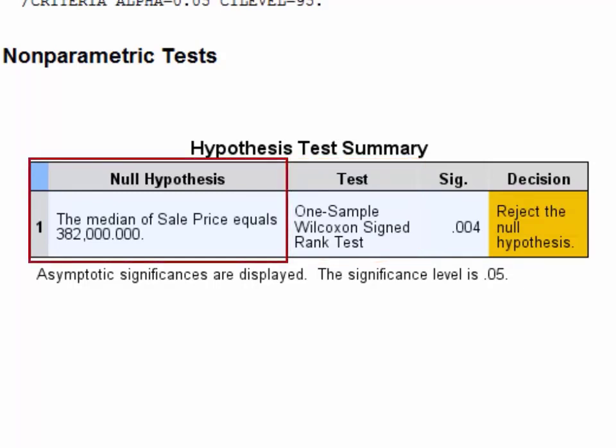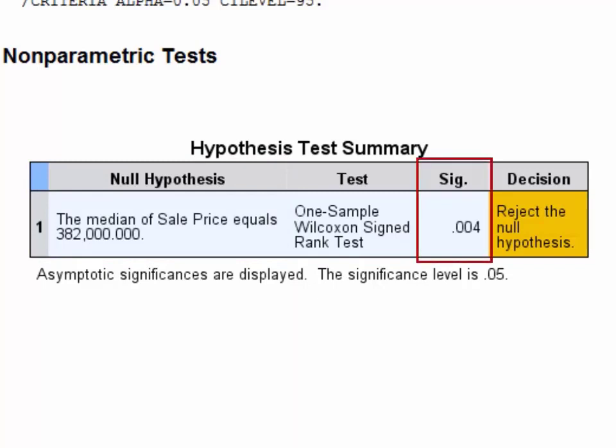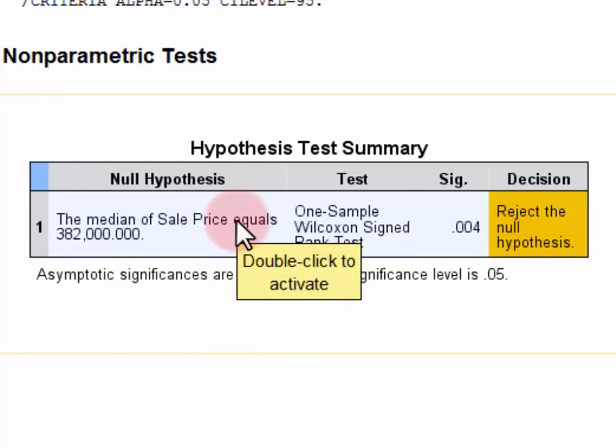was that the median sale price equals 382,000. We're in a position where we can reject that null hypothesis because the significance level for the test is less than alpha, which has been set at 0.05 by default. So you can double-click the summary table and that will open up the model viewer.